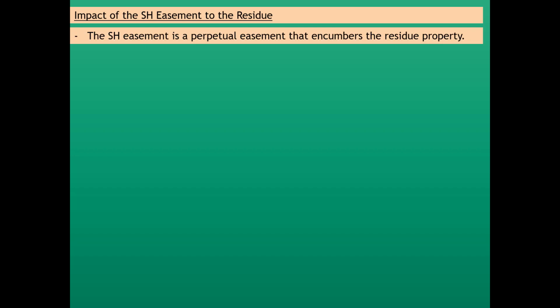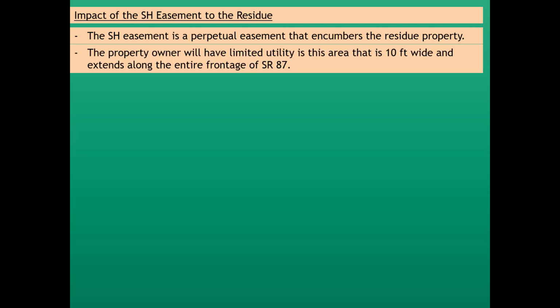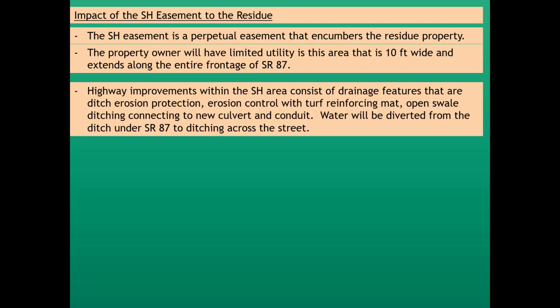All right, so now let's analyze the impact of the SH easement to the residue property. SH easement is a perpetual easement that encumbers the residue property. Property owner is going to have limited utility in this area that's 10 feet wide and extends along the entire frontage of State Route 87. The highway improvements within that SH area are going to consist of drainage features. That is ditch erosion protection, erosion control with turf reinforced matting, and open swale ditching connecting to a new culvert and conduit.